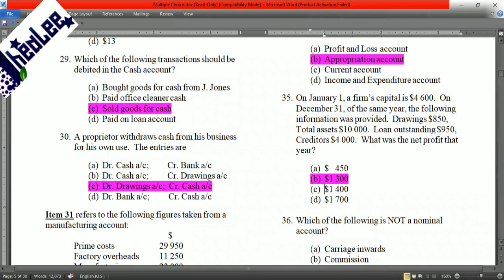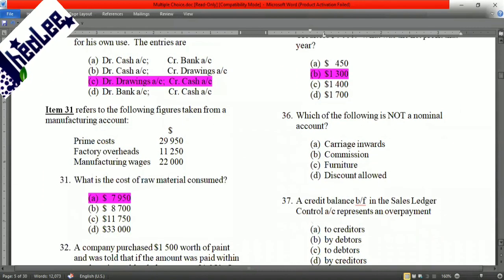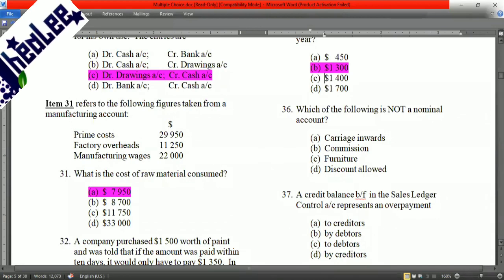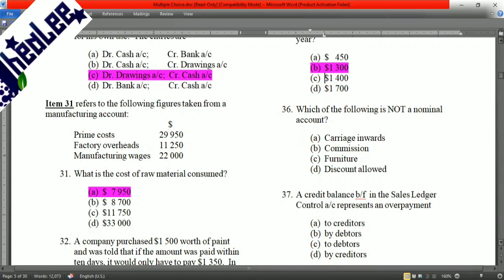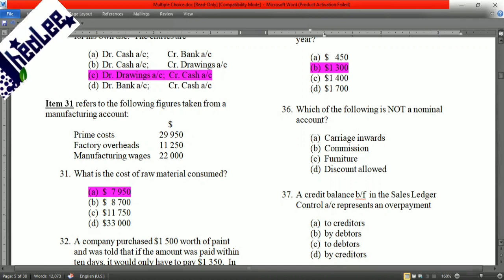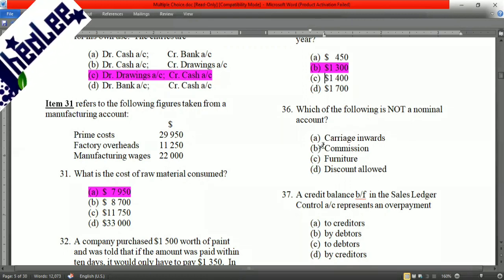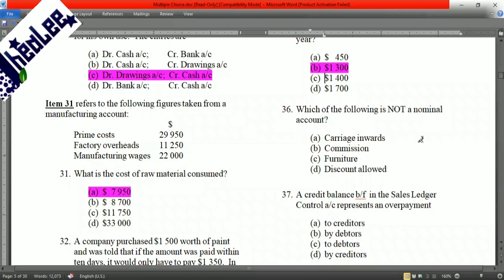Now, number 36, which of the following is not a nominal account? Remember, we have personal accounts, which are accounts for your debtors and your creditors, your trade receivables and your trade payables. We have real accounts, which are the assets of the firm, and we have nominal accounts. So the other things would go to nominal, such as your expenses, your revenues, your capital, etc. Those would go to your nominal account. So from the question, carriage inwards is an expense, so therefore that is nominal.